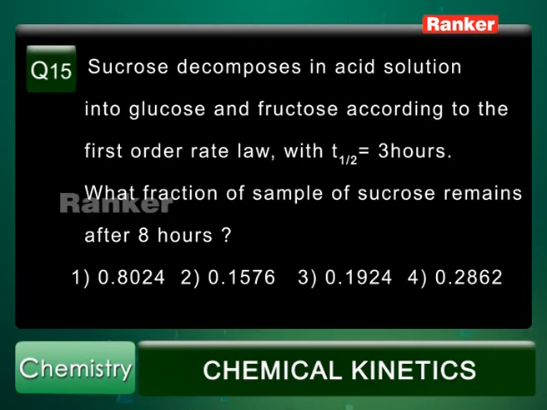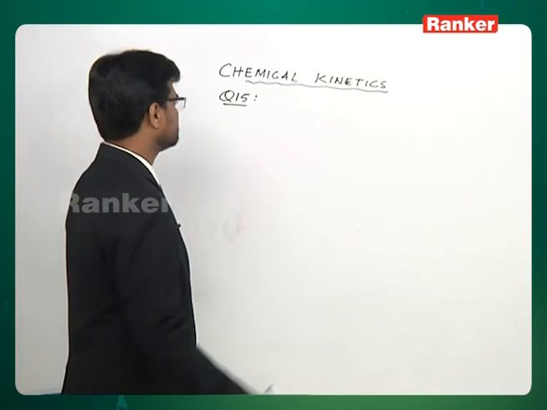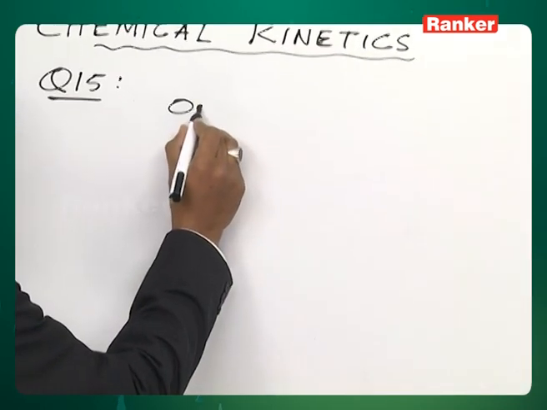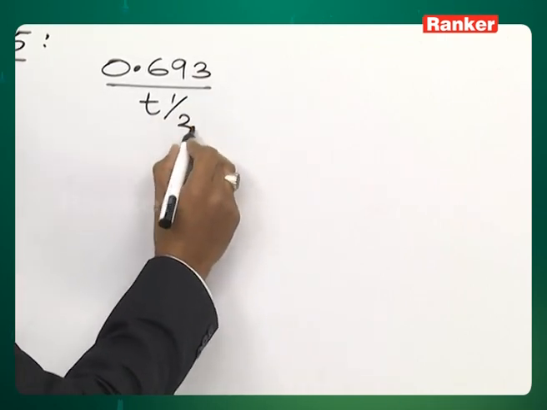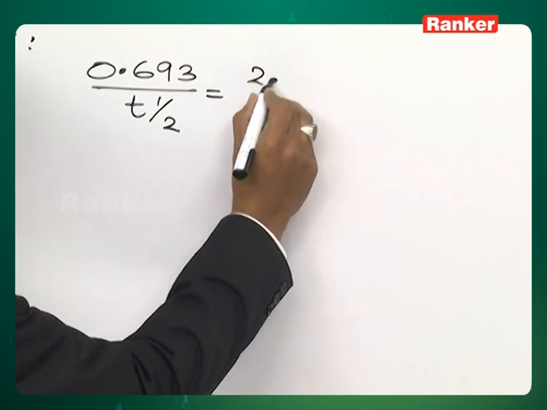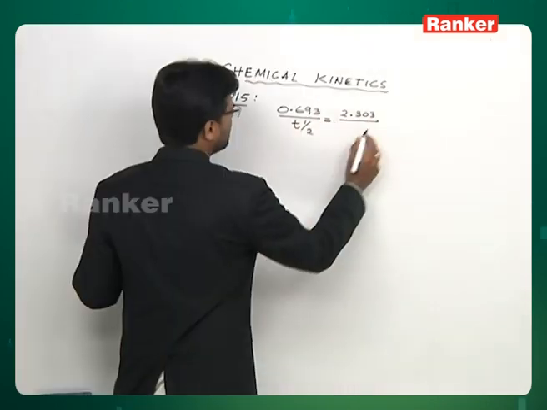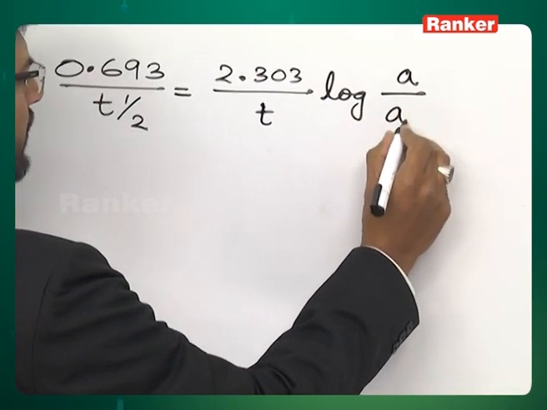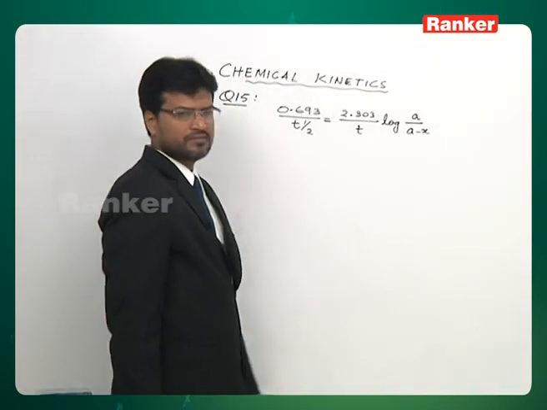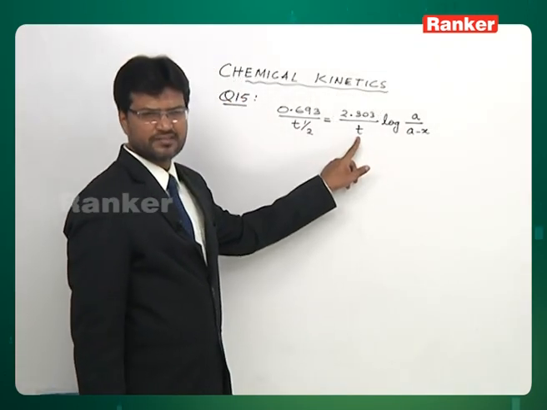Question number 15. Sucrose decomposes in acid solution into glucose and fructose according to the first order rate law with t half 3 hours. What fraction of sample of sucrose remains after 8 hours? Half-life is 3 hours. So you can write 0.693 / t half is equal to 2.303 / t log a / (a - x). Now the time given is 8 hours.